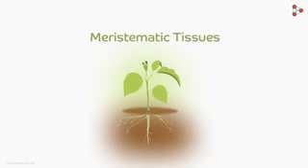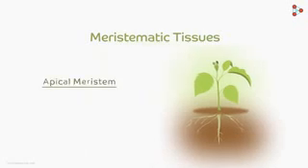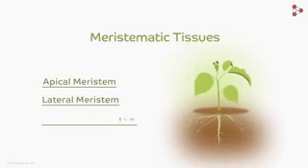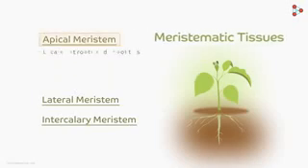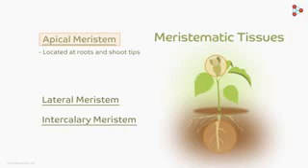Let us look at the 3 main types of meristematic tissues. The first is the apical meristem, the second is the lateral meristem, and the third is the intercalary meristem. Do not be let down by these difficult names. Let me make them easy for you to understand. Apical meristem tissues are found in the growing tips of the stems and the roots. This tissue divides and helps increase the length of the plant.